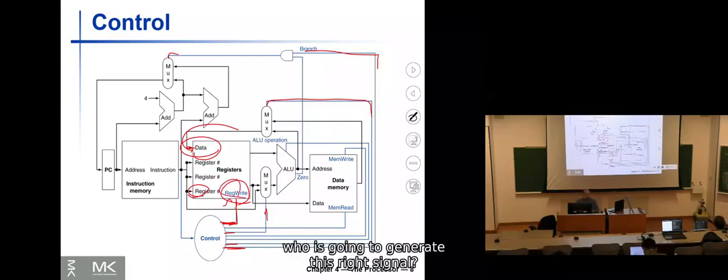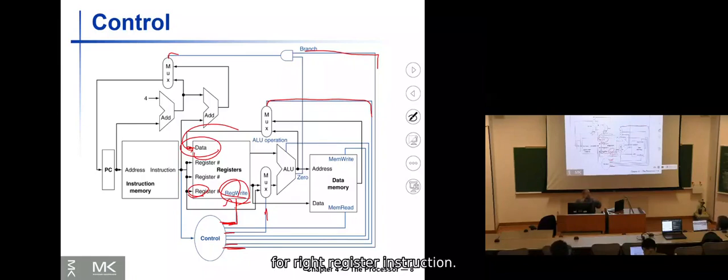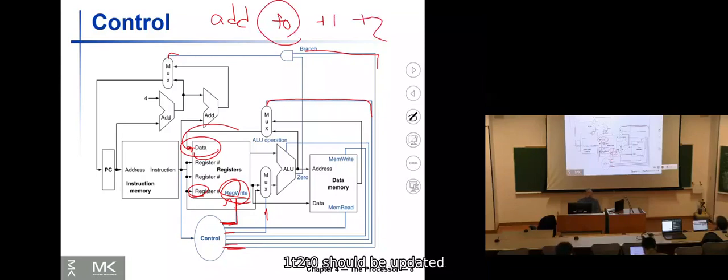Who is going to generate this write signal? The controller. So the controller, based on the instruction, knows that, for example, now it is time for a write register instruction. For example, this one, add T0, T1, T2. So T0 should be updated when the value is ready. At that time, this register write is active and the register file is getting updated. T0 is getting updated, okay? So you see, this is the controller.